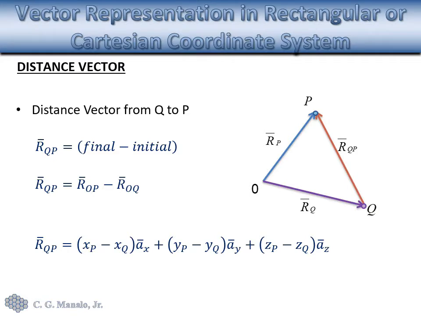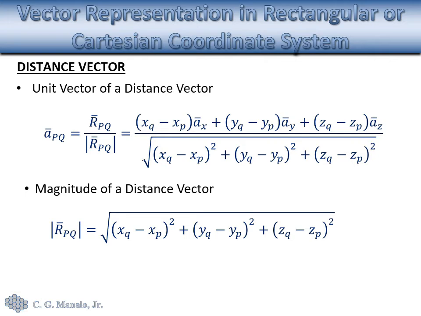And to get the opposite distance vector from point Q to P, we simply get the difference, vector RP minus vector RQ. And again, to express it in terms of its component vectors, we simply get the difference of their coordinates. And to get the unit vector of a distance vector, that is a vector with a magnitude of 1 and the same direction as the distance vector, we simply divide the vector itself by the magnitude of that vector, where the magnitude of the vector is given by this one.